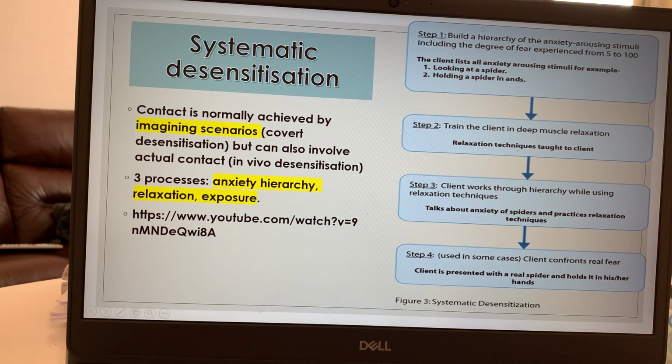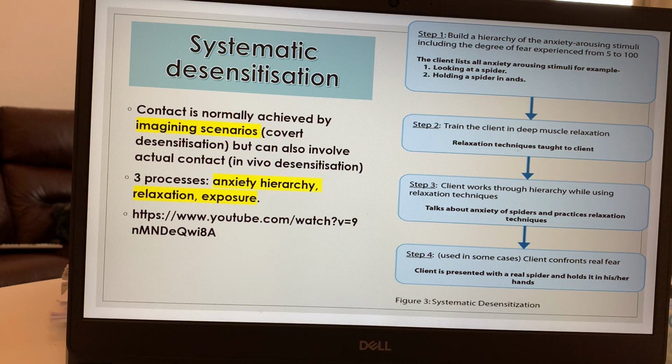So the anxiety hierarchy. Here, together with the therapist and the individual, they build up an anxiety hierarchy, a degree of fear from 5 to 100. So they start to list things. Let's say it's a phobia of spiders: looking at a spider, a picture of a spider, and then holding a spider, something like that. Once they've got their hierarchy, the therapist then trains the client in deep muscle relaxation, a bit like meditation, to be as calm as possible when faced with the stressor.